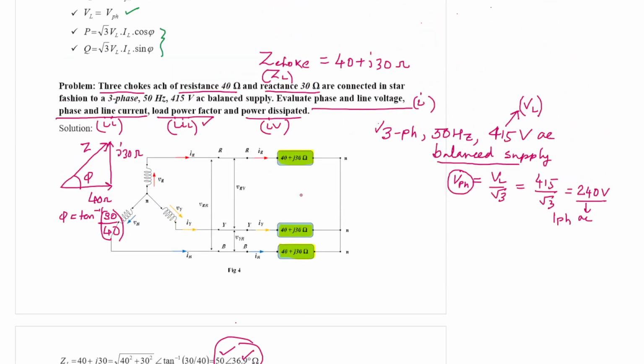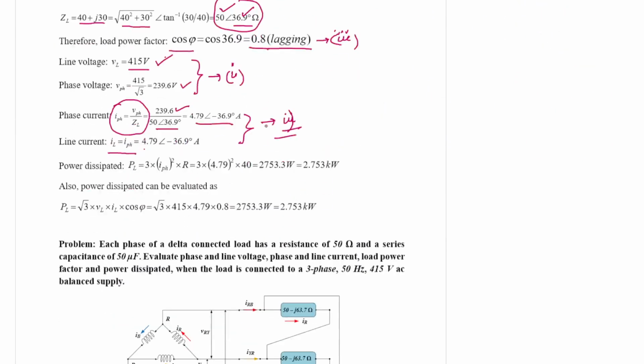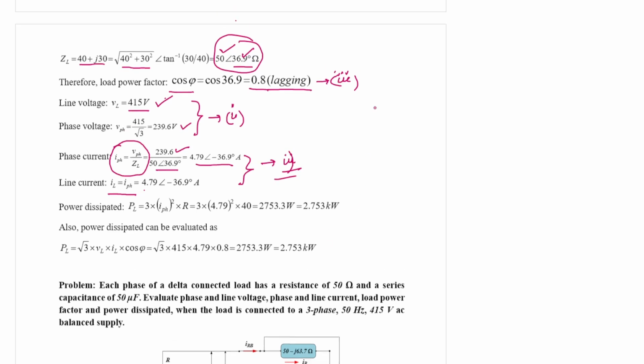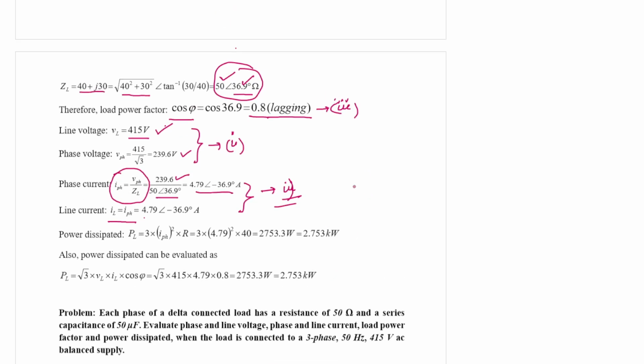And one thing is left. The second parameter is evaluated, the first parameter is evaluated. So power dissipation is left. Now what is power dissipation? Power dissipation can be evaluated in two different ways. Number one, whatever is the load, that is R and X, which is 40 and J30.